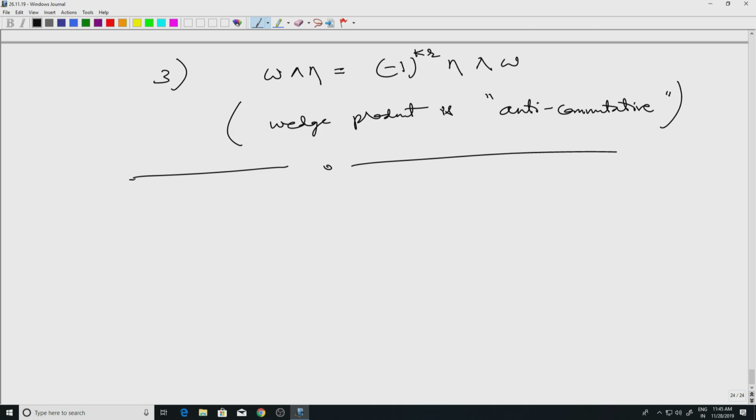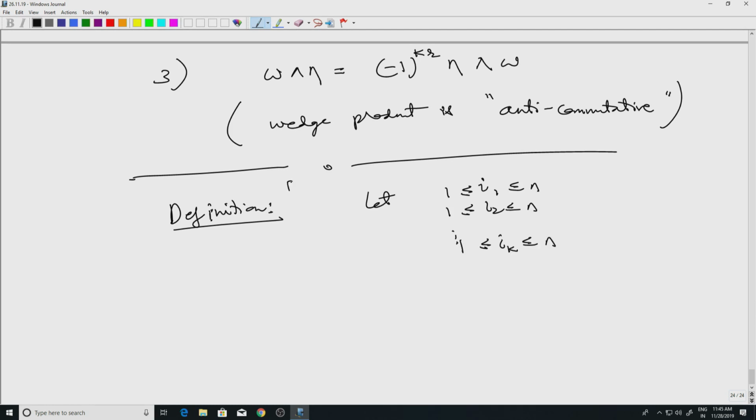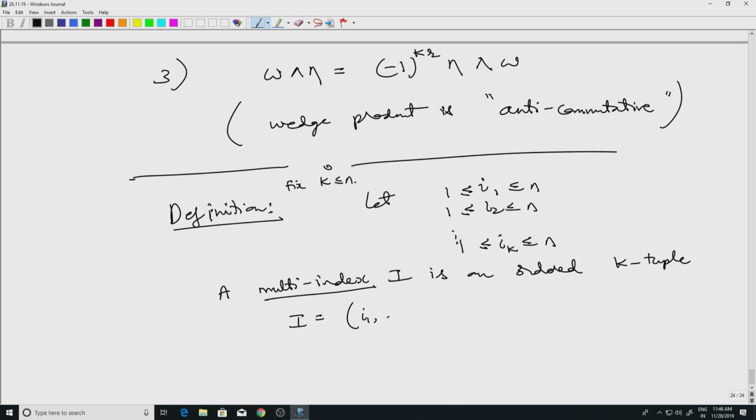Along the way, as I said, we'll also obtain a basis for the space of k-forms. So here's the first definition. I fix k less than or equal to n, and look at some numbers I1, I2, up to Ik in between 1 and n. The multi-index I is an ordered k-tuple, I equals (I1, ..., Ik).